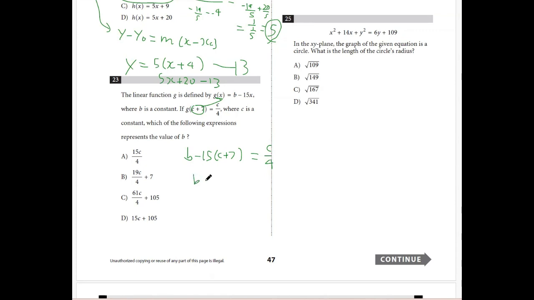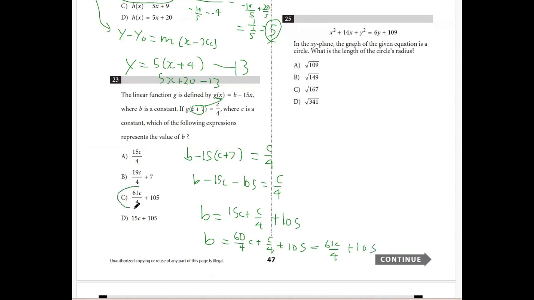And I'm going to continue solving this. I want to solve for b, so b equals 15c plus c over 4. And I can rewrite this as 60c over 4. So this is 61c over 4 plus 5. So C is the correct answer choice.